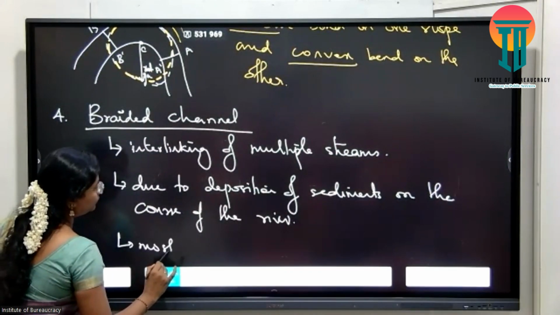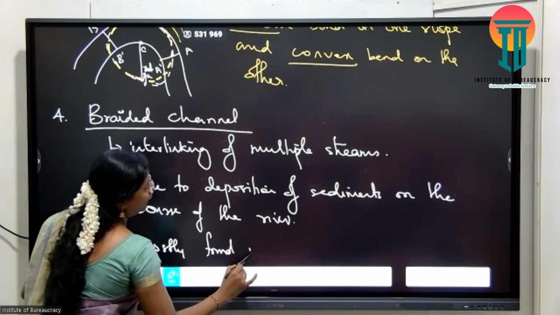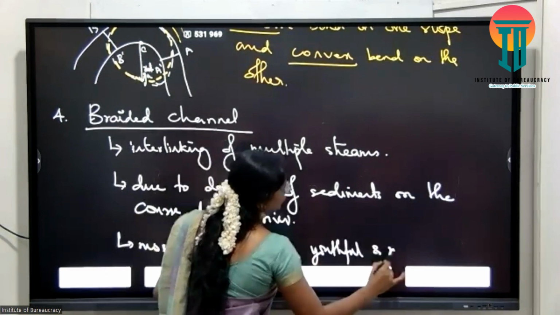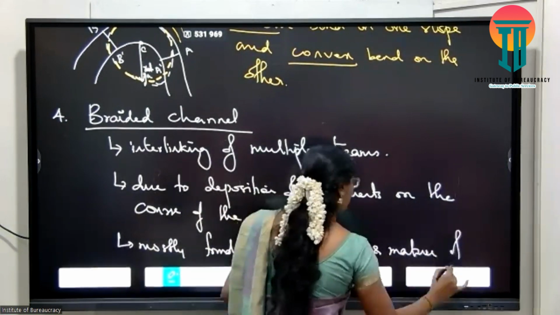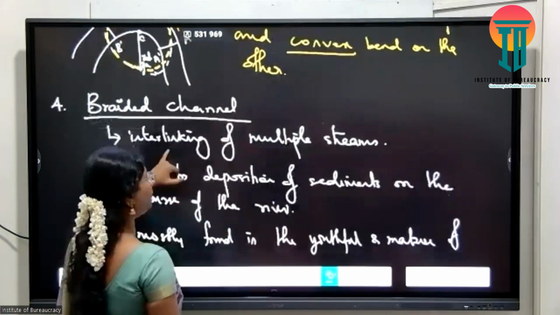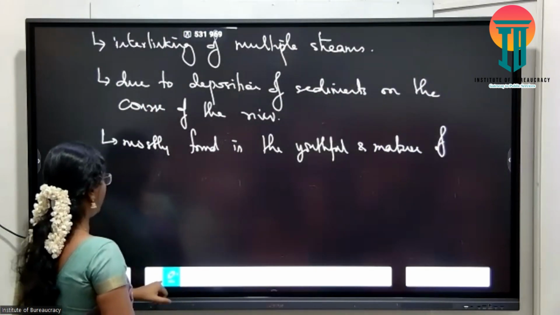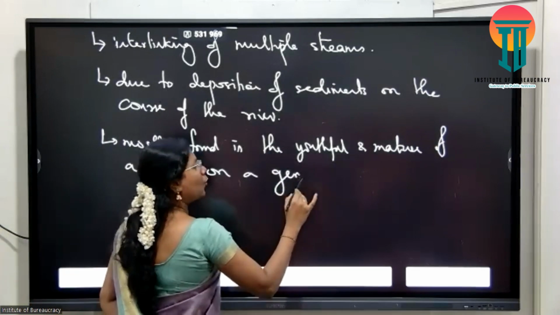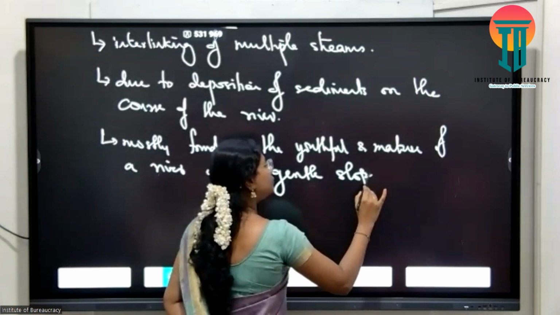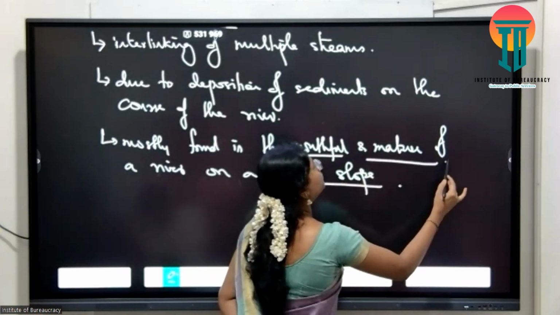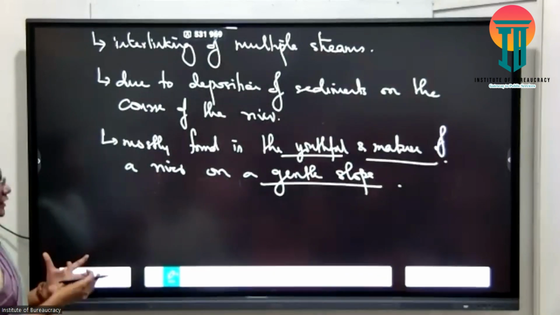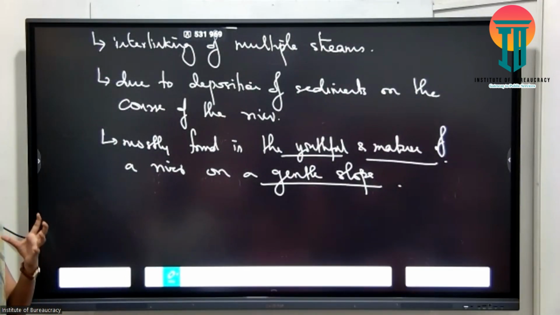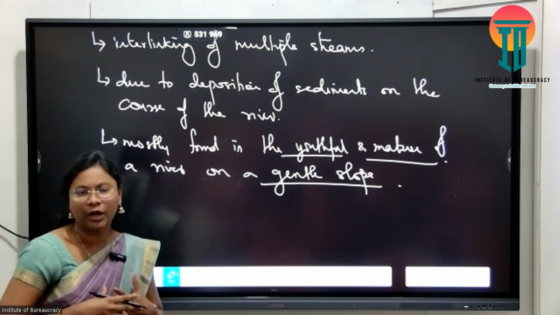Mostly found in the youthful and mature phase of a river, on a gentle slope. So braided channel அப்படிங்கிறது என்ன? braided channel normal English word braid na தலை பின்றதுக்கான சமம். So ரெண்டு மூணு river channels interlinking ஆன மாதிரியான ஒரு appearance கொடுக்கும்.